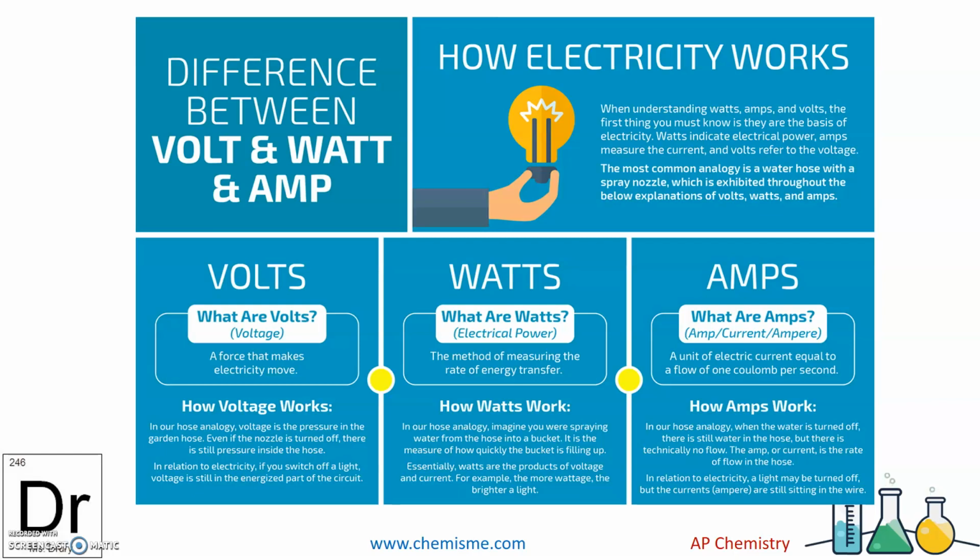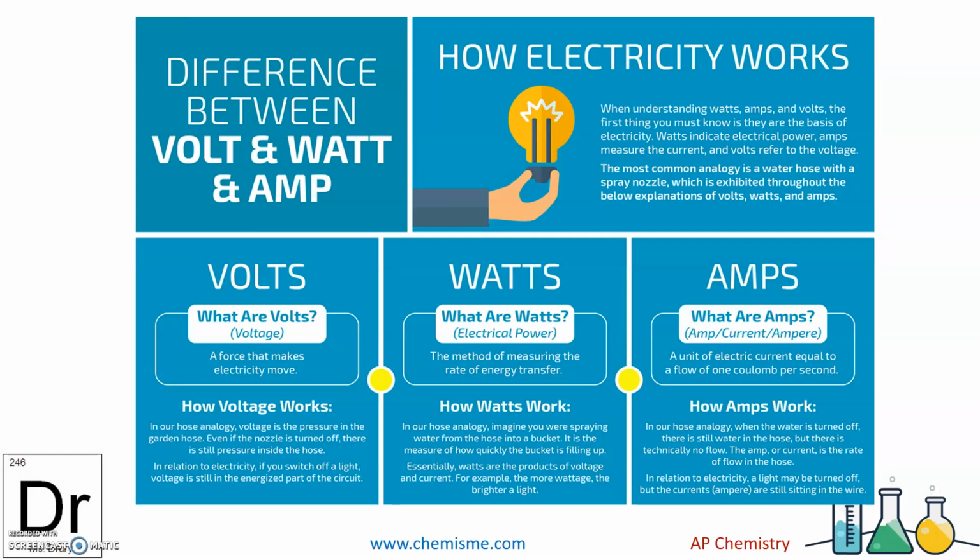So I really like the analogy down here, thinking about a hose that's spraying water outside, for example, or filling up a pool. You're using that hose with a spray nozzle. In that analogy, the voltage is the pressure of the garden hose. Even if the nozzle is turned off, there's a pressure built up inside your hose, right? That's trying to push the water out. That's your voltage, the ability for the electrons to go through the circuit.